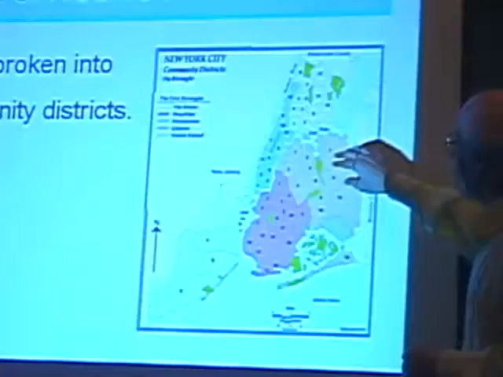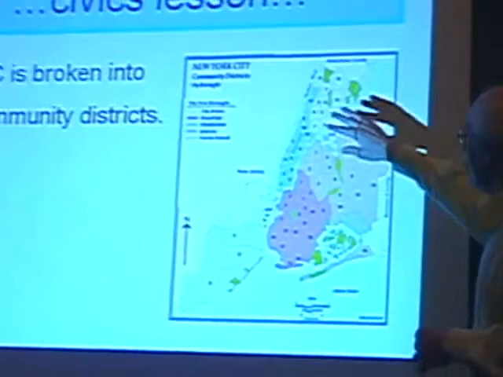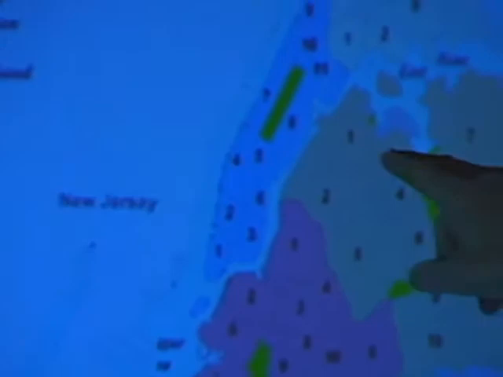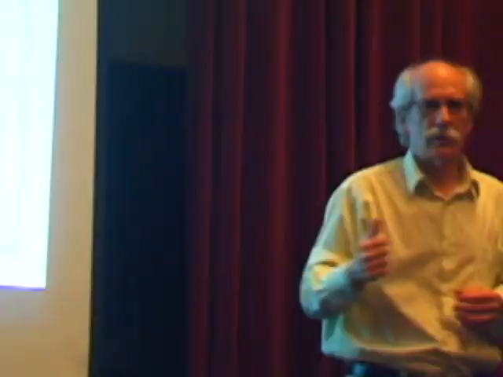Here's the city's map, and here's Queens and Brooklyn and Staten Island and Manhattan and the Bronx. We're in Community District 2 now, and I live in Community District 3. This is LaGuardia Airport. We have three communities there: Jackson Heights, North Corona, and East Elmhurst.